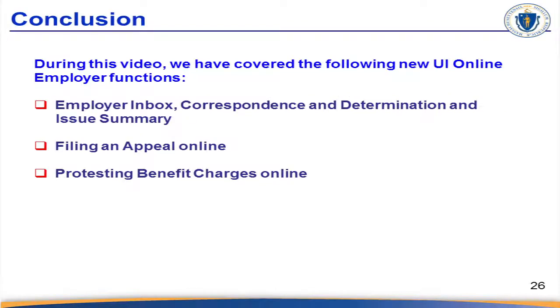During this video, we have covered the following new UI Online employer functions: Employer Inbox, Correspondence, and Determination and Issue Summary, and the differences among them, Filing an Appeal Online, and Protesting Benefit Charges Online.